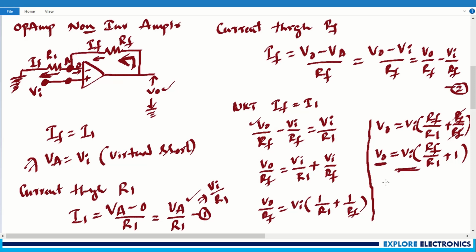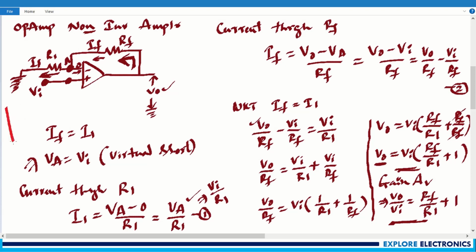Again, if we take the gain of the amplifier, gain AV will be equal to V0 divided by Vi. It is Rf divided by R1 plus 1. So here also the output will be dependent on Rf and R1, and plus 1 will be the gain.